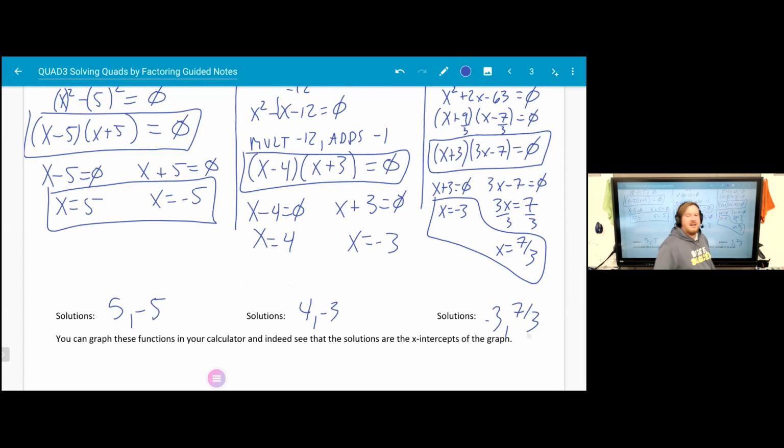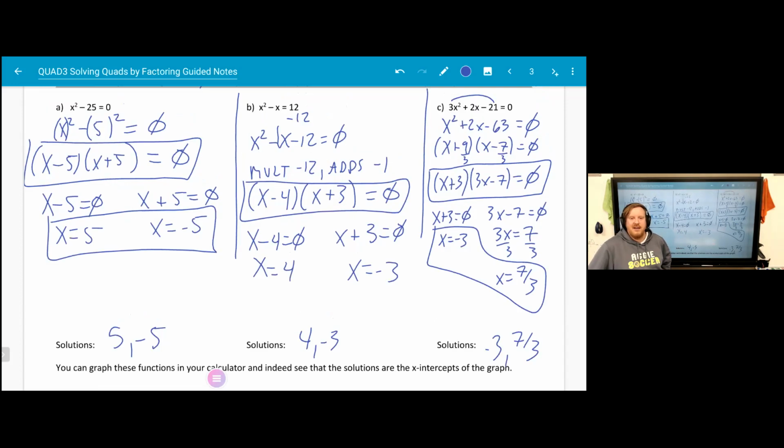And I love this part at the bottom. It says you can graph these functions in your calculator or Desmos and indeed see that the solutions are the x-intercepts of the graph. I promise you that if you went and graphed all 3 of these, you would find our solutions to be very, very valid. All right, with that said, it's time to move on to practice 1 to get some practice in.